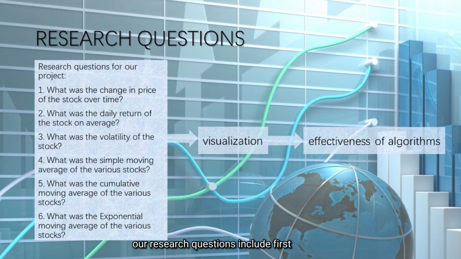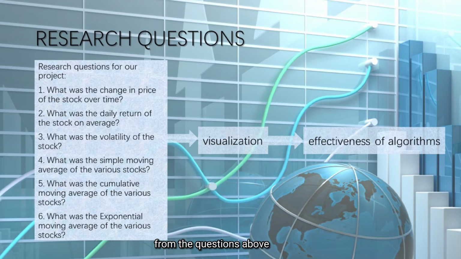Our research questions include: first, what was the change in price of the stock over time? Second, what was the daily return of the stock on average? Third, what was the volatility of the stock? Fourth, what was the simple moving average of the various stocks? Fifth, what was the cumulative moving average of the various stocks? Sixth, what was the exponential moving average of the various stocks?